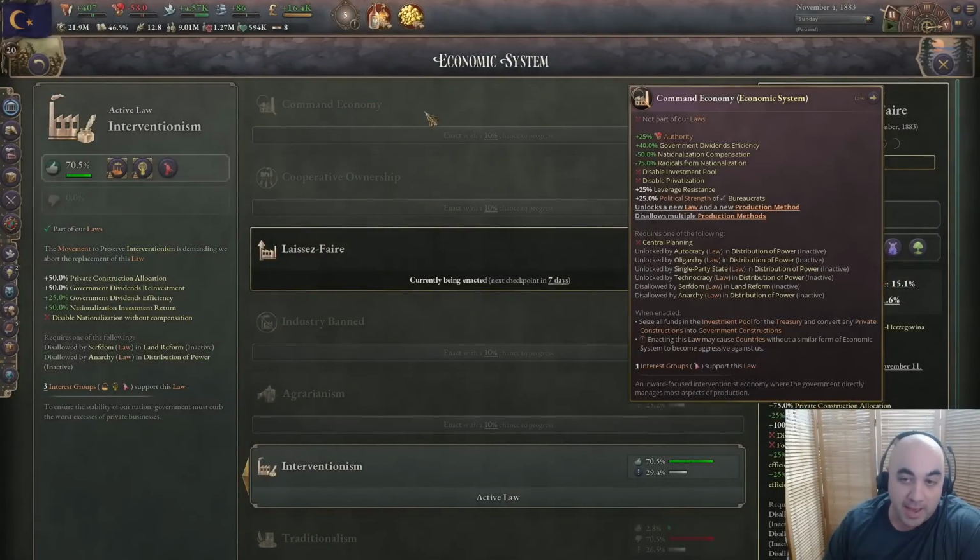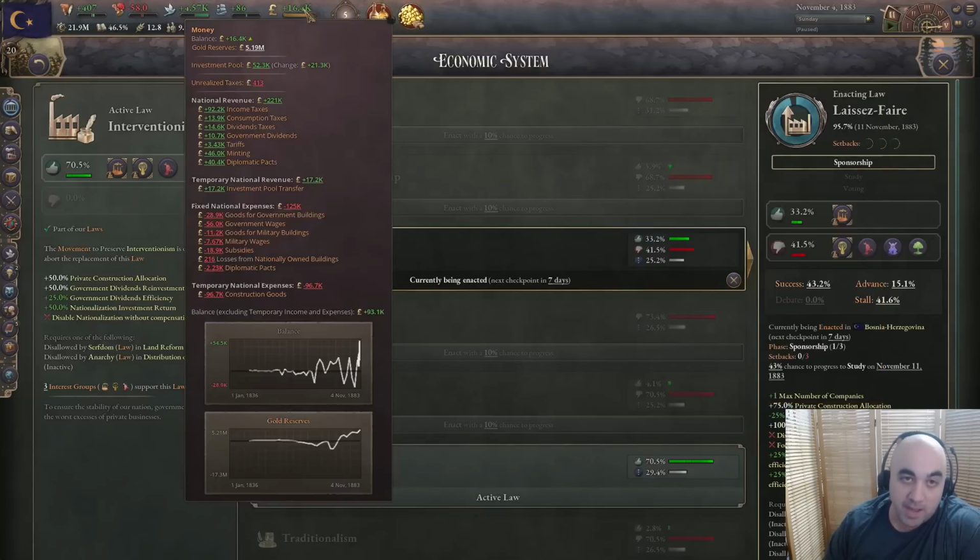Command economy is bad. It's super trappy. The fact that you're getting a bunch of government dividends doesn't actually mean that you get more money in your balance with which to buy stuff and pay for stuff, with the exception of if you were going 100% military or something like this, and so you don't want to go command economy.